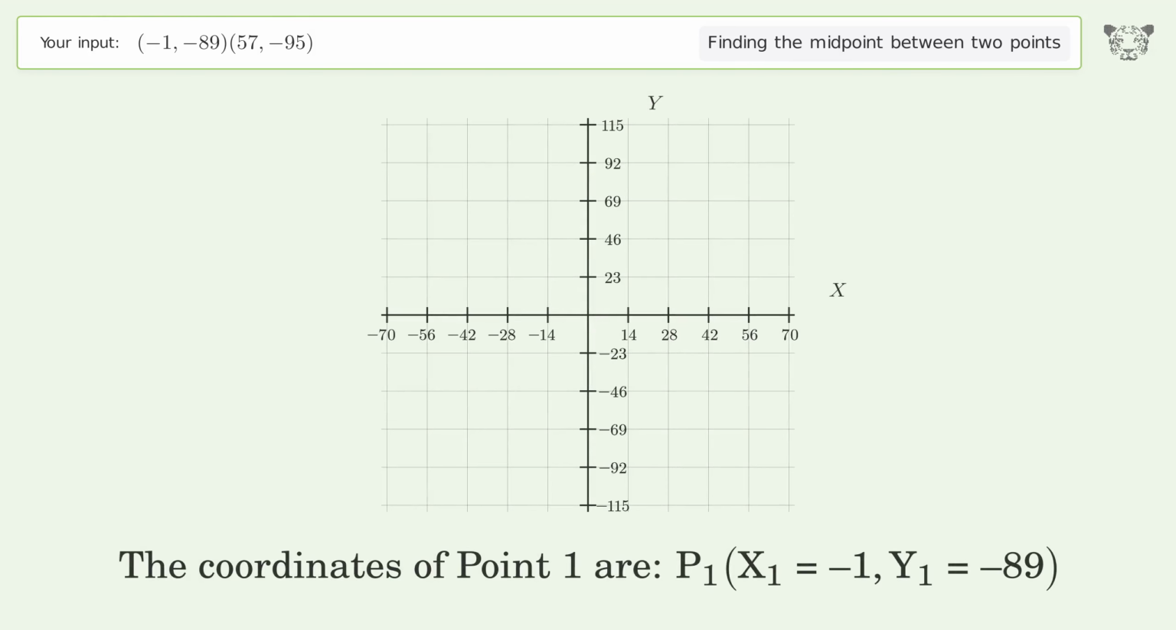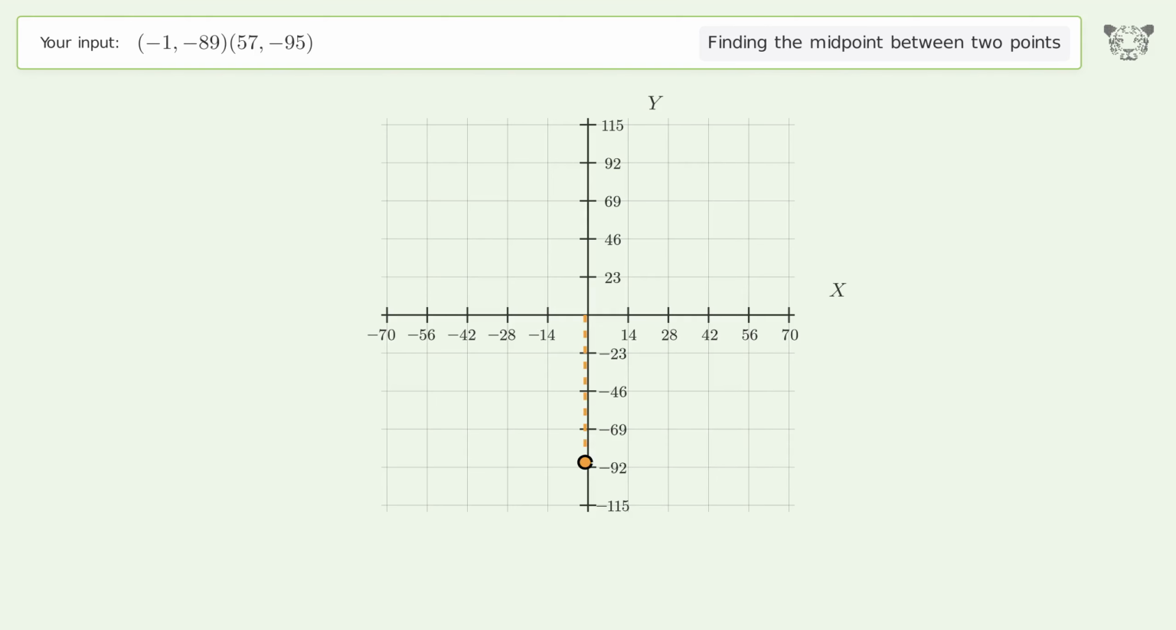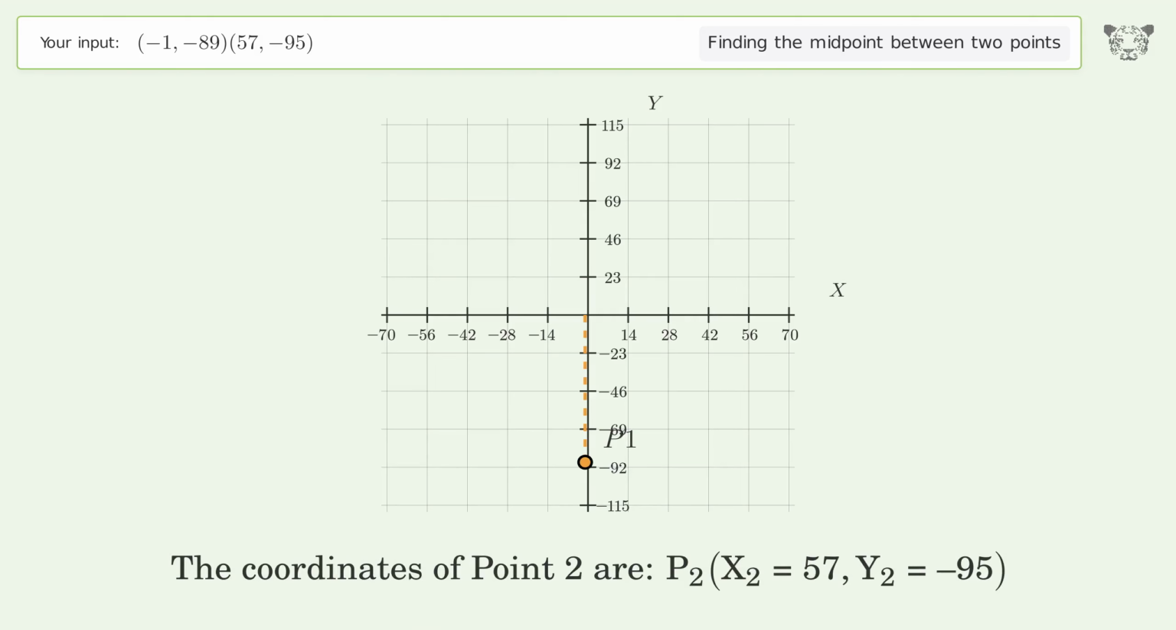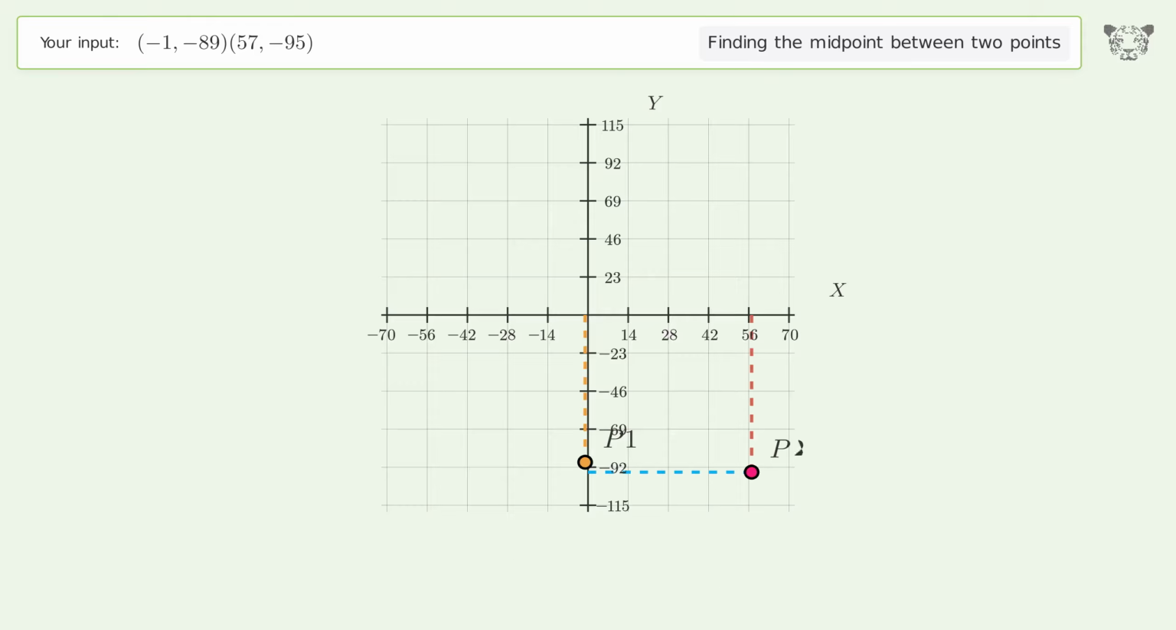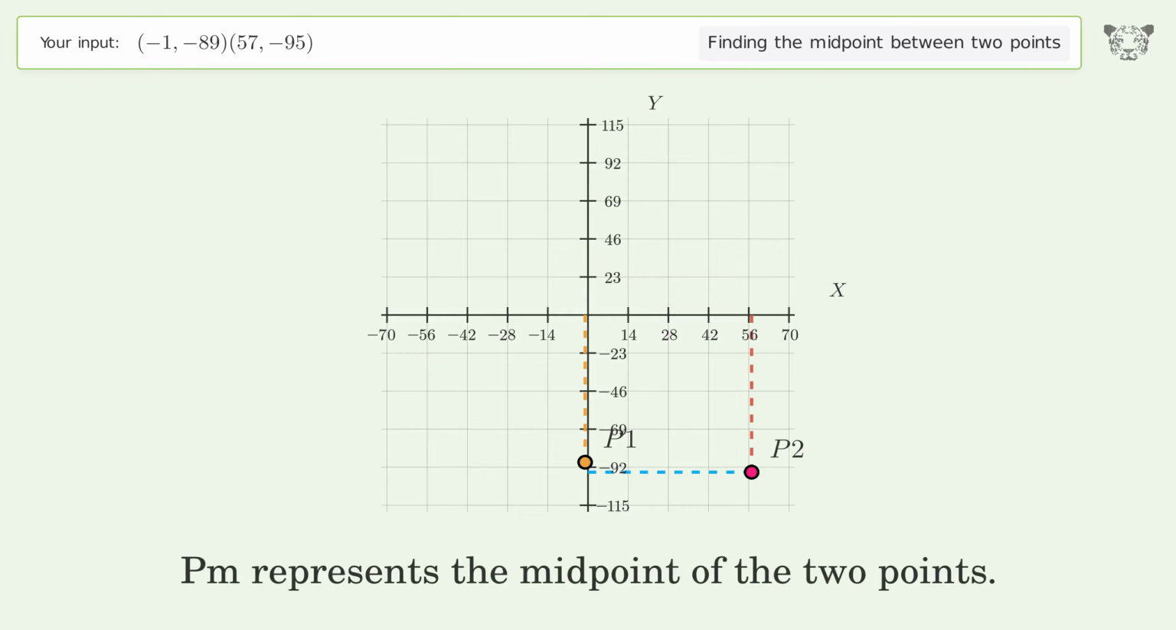The coordinates of point 1 are x1 equals -1, y1 equals -89. The coordinates of point 2 are x2 equals 57, y2 equals -95. PM represents the midpoint of the 2 points.